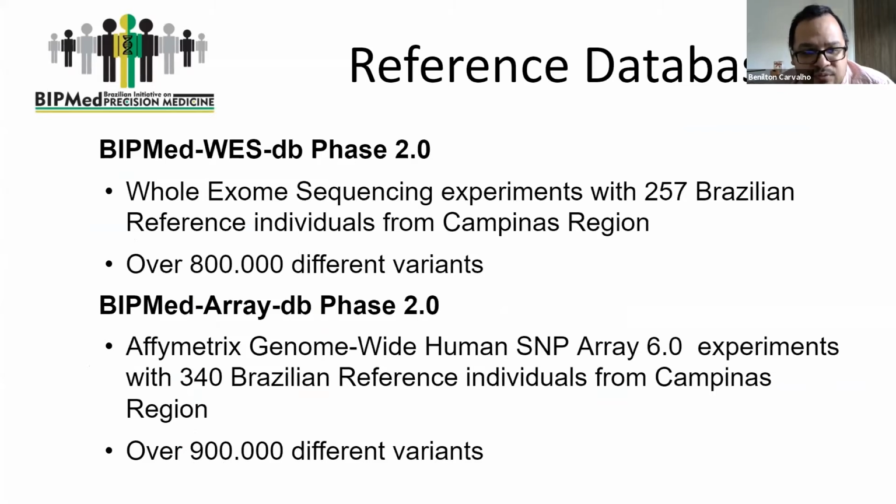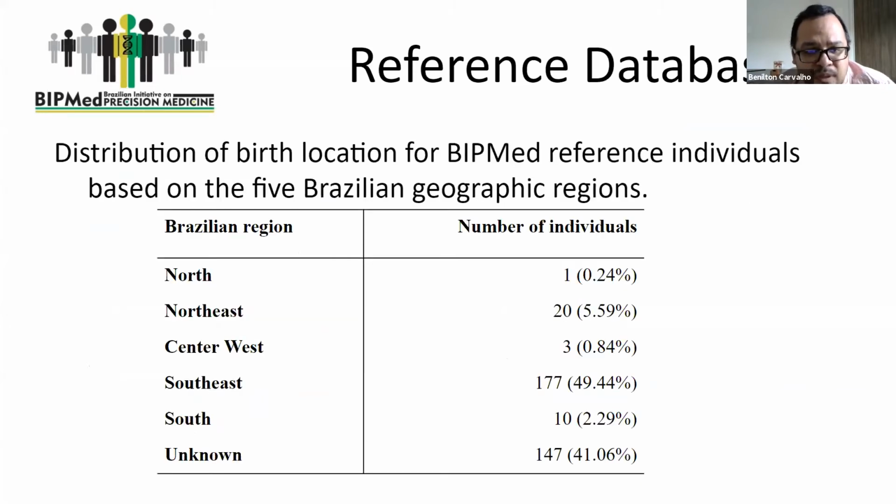We have these two reference data sets. We have the whole exome data, and we have the array data on the subjects that were sampled from the Campinas region. Now, here's one piece of information on these subjects. We have the distribution in terms of the region where those reference individuals came from, despite the fact they are now found in Campinas. Most of them are from the southeast area, and some of them were unknown, but we do have tags for those that were coming from the south, north, and northeast.